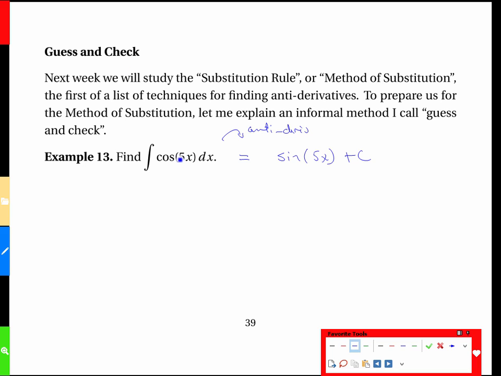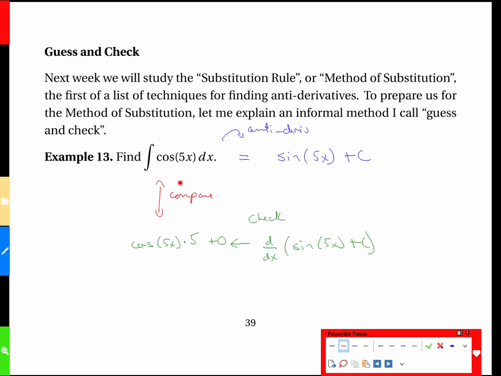Hey, what's the derivative of sine? Derivative of sine is cos. Well, if I need a 5x inside, I better have a 5x inside here. And what we can do is then check. Is this exactly right, close to right? We're going to take the derivative. And when we take the derivative, we're going to get a cos of 5x, perfect, plus 0, that's fine. But we also have to take the derivative of the inside, so we're going to get a times 5. Again, what we're going to try to do then is compare these two.